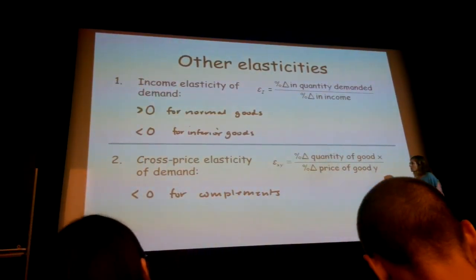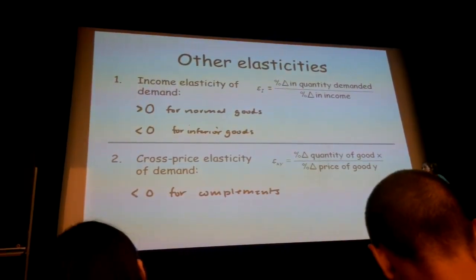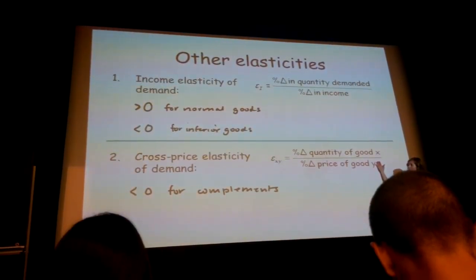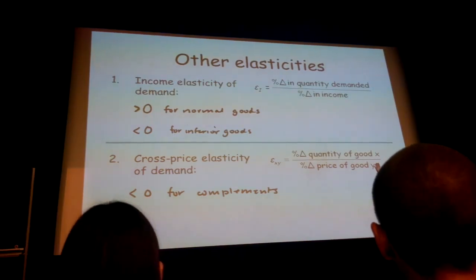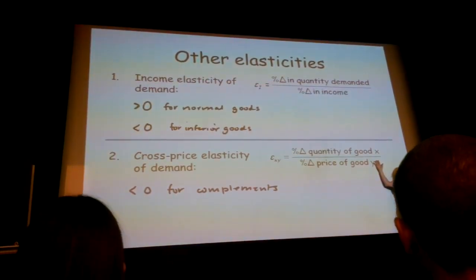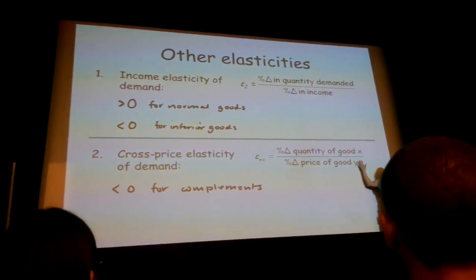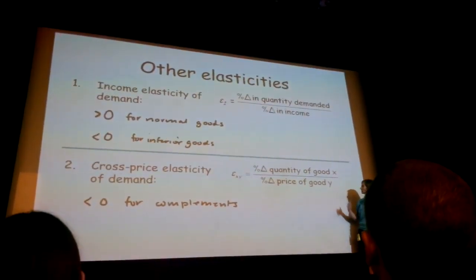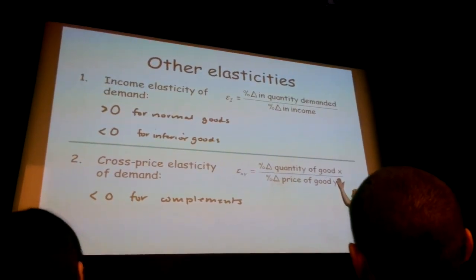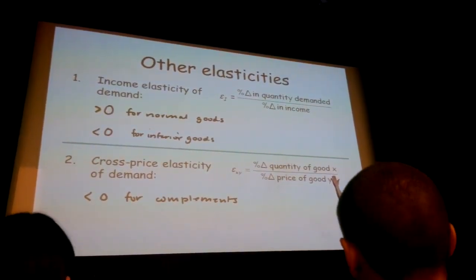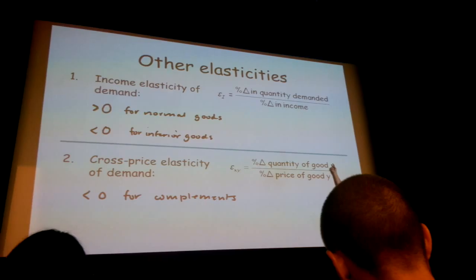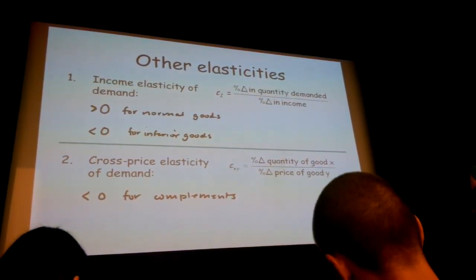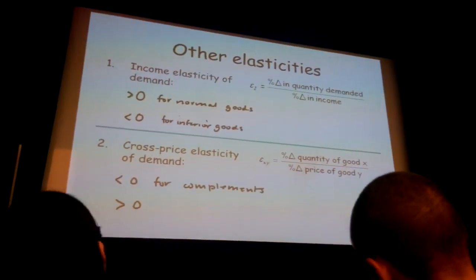Now let's think about the case of, what's going to happen if the price of bread increases? What would you expect to happen to the demand for tortillas? Some people may think tortillas are a substitute for bread. I don't know how many of you feel that way, but let's imagine that you do. An increase in the price of bread might lead to an increase in the quantity demanded of tortillas, if they're substitutes. And so we'd expect the cross-price elasticity of demand to be greater than 0 for substitutes.